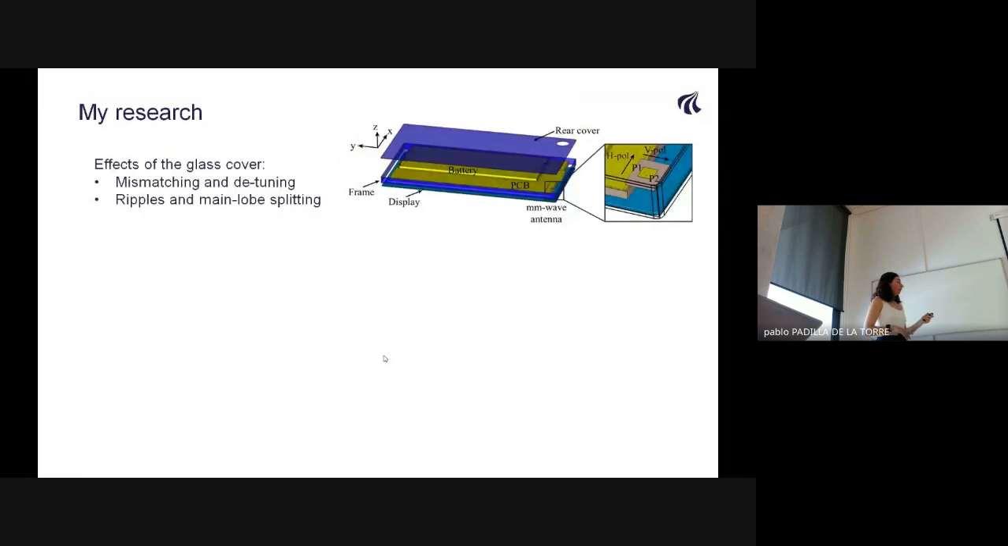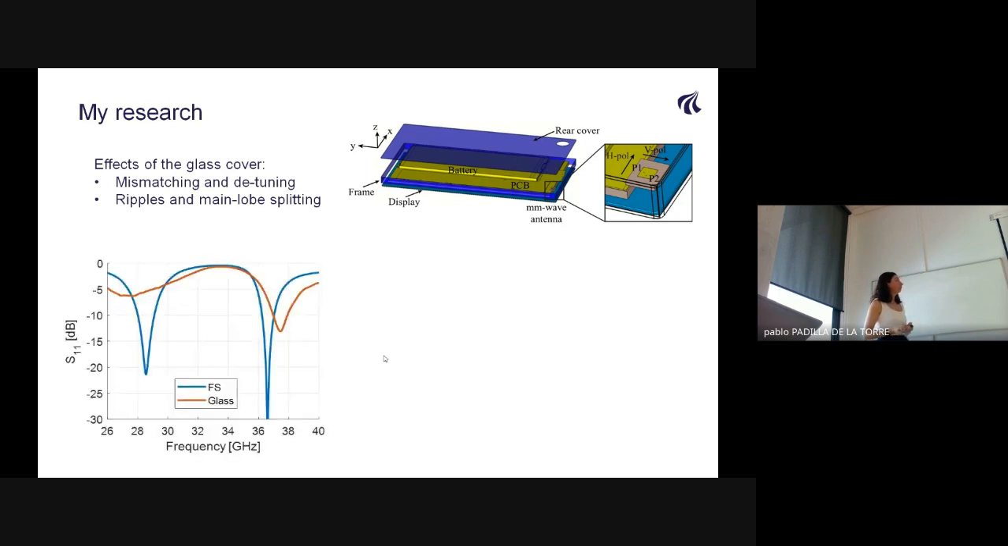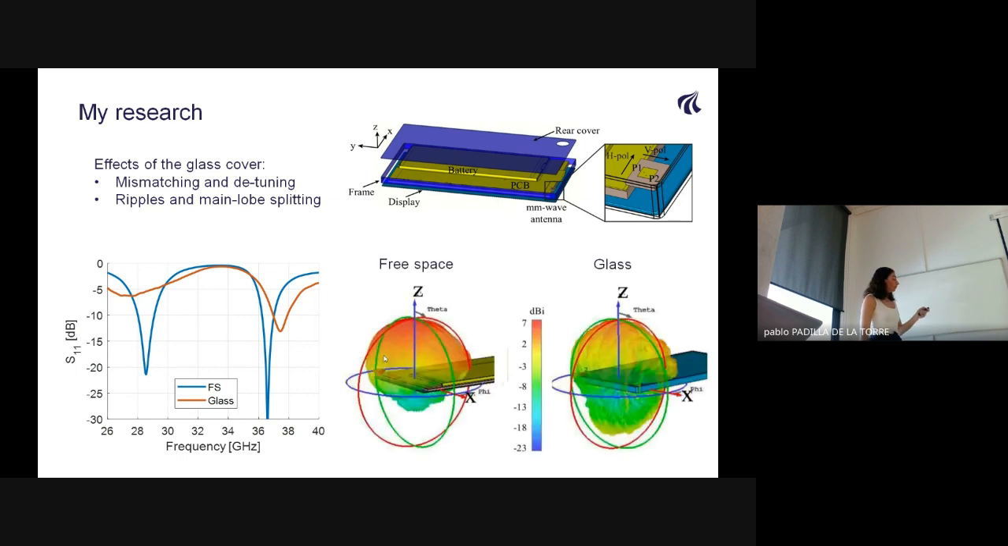Then I also looked at the other module that goes below the rear cover of the phone, and this is usually glass. As you can see here, when you put some glass on top of the antenna, you can detune the S parameters, and you also have a loss of gain of around 3 dB. And this is in the best case scenario. In the worst case scenario, you can actually split the beam in two, so you won't have the antenna pointing in the direction that you want. It will be in other directions.